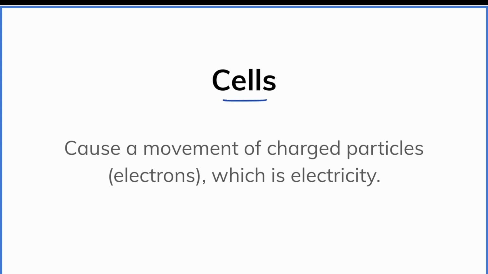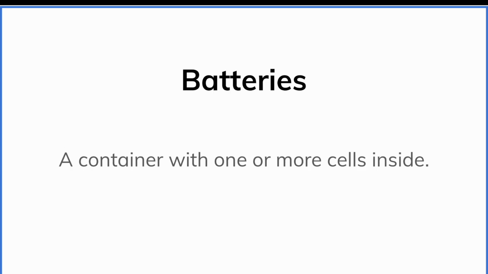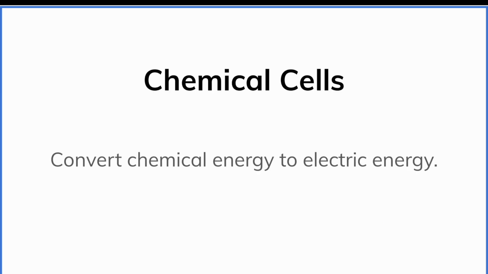A cell is an object that causes the movement of charged particles, and for us it's going to be electrons, and we call this electricity. So a cell is something that creates electricity. A battery is a container with one or more cells inside. In science, we use the word cell for a lot of different things, but when we talk about electricity, we're talking about a device that creates electricity. There can be different types of cells, but two main ones we're going to talk about are chemical and solar.